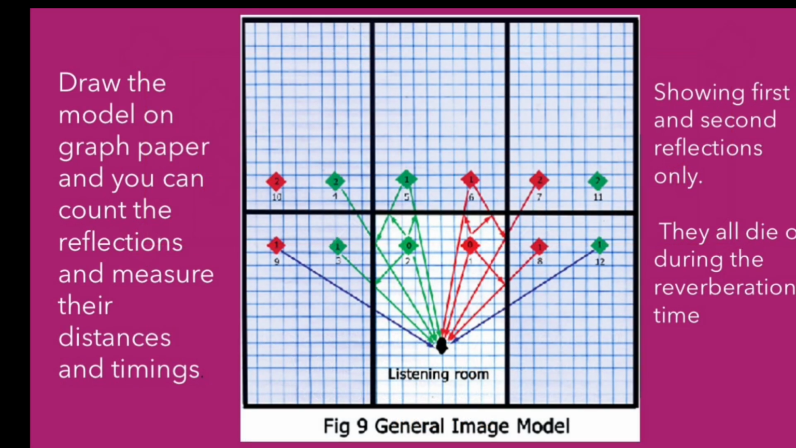If you take a piece of graph paper and draw your speakers in your room and their image model, you can see what's happening by examining such a drawing more closely. You can count the reflections and measure their distances and timings. Here we're showing the first and second reflections only, because the rest of them become so diffuse and die off during the reverberation time, which is less than a half a second. So these are the main ones, the early reflections that affect the imaging.